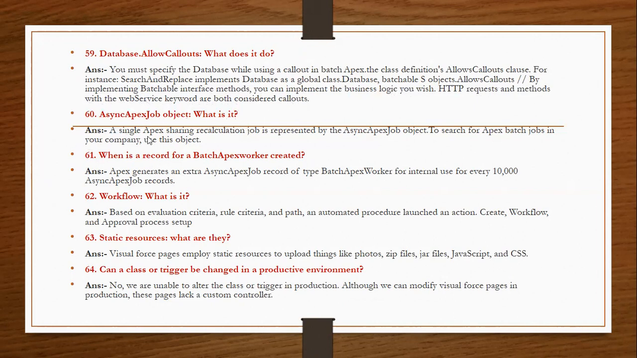Next question is the AsyncApexJob object. What is it? Single Apex is sharing the calculations of the job and represented by the AsyncApexJob object to search for the Apex batch job in the company. Use this object when a record for the batch Apex worker is created. Apex governors add extra AsyncApexJob records of the batch Apex worker for internal use for every 10,000 AsyncApexJob records.